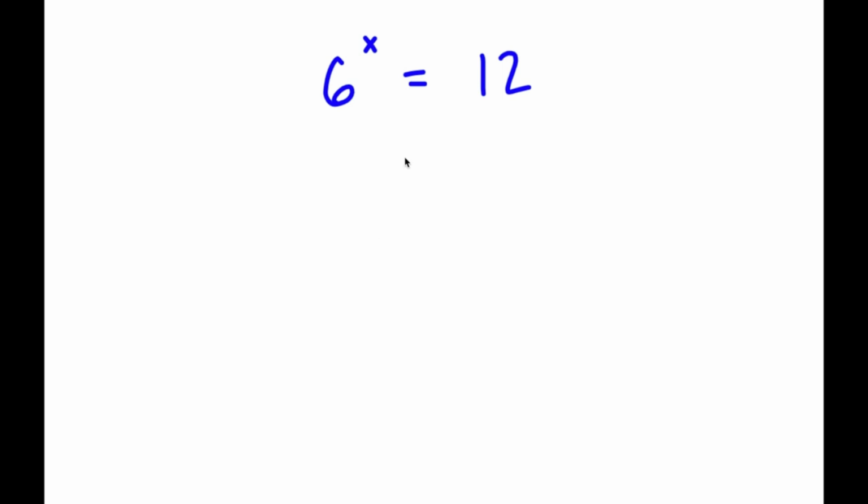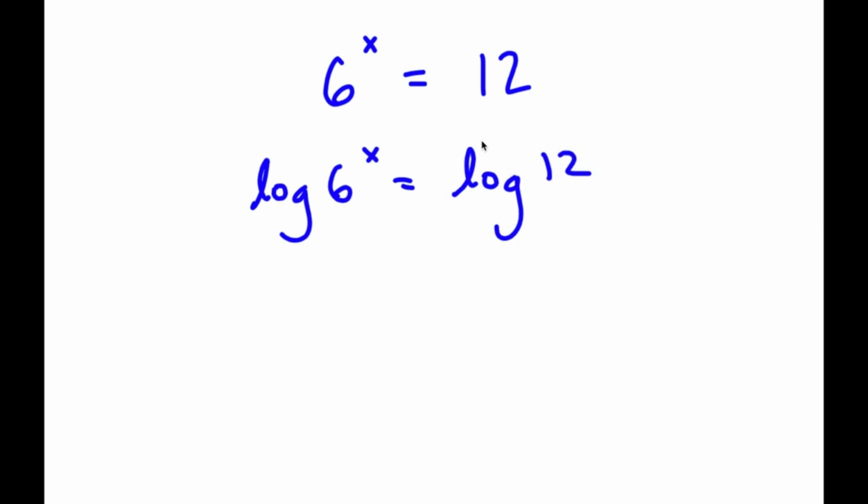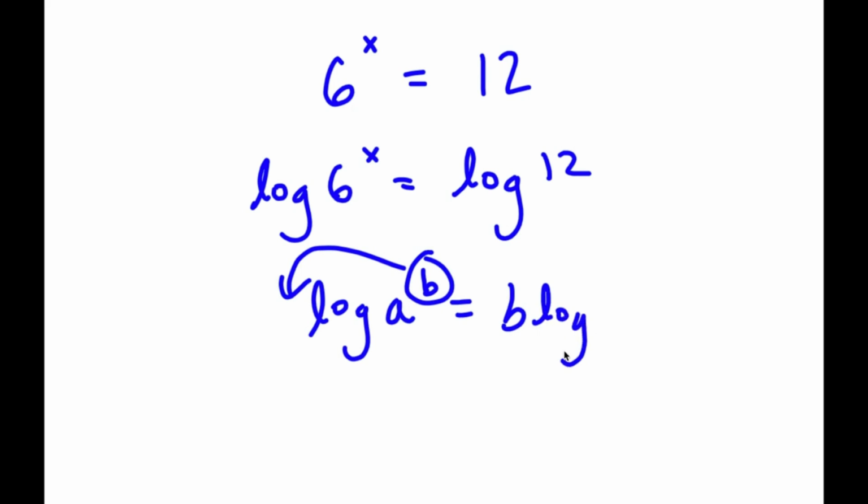Alright, so for this problem, I have 6 to the power of x is equal to 12. So to solve this problem, I'm going to first start by taking the log on both sides. So now I have log 6 to the power of x is equal to log 12. Now if I have something in the form log a to the power of b, I can simply move this exponent b to the front. So this is going to equal b times log a.